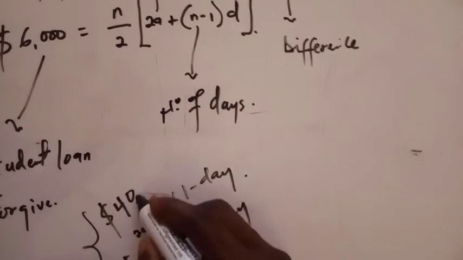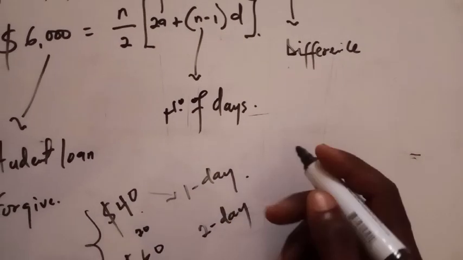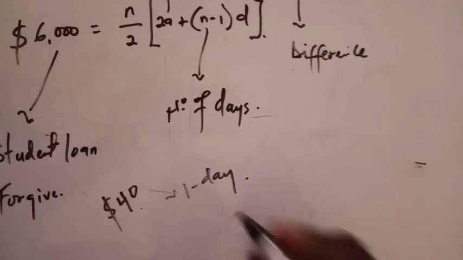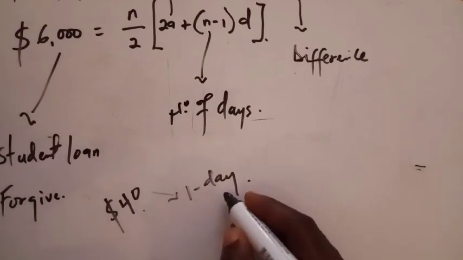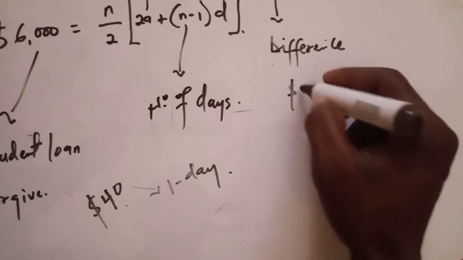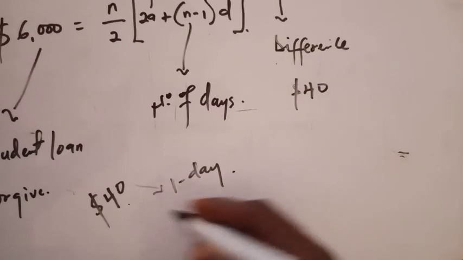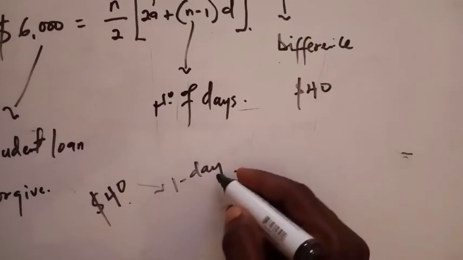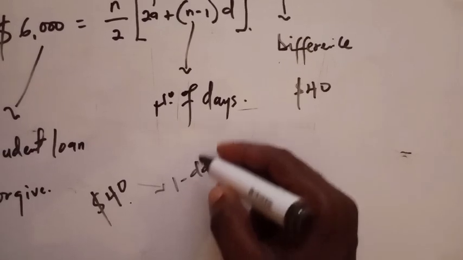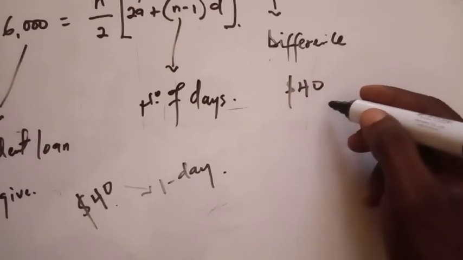But I prefer the $40 to be my difference. So this is how I will go about it. If you pay $40 on the first day, I want that difference here also to be $40, right? So if I pay $40 on the first day, then on the second day I have to pay another $40 again.